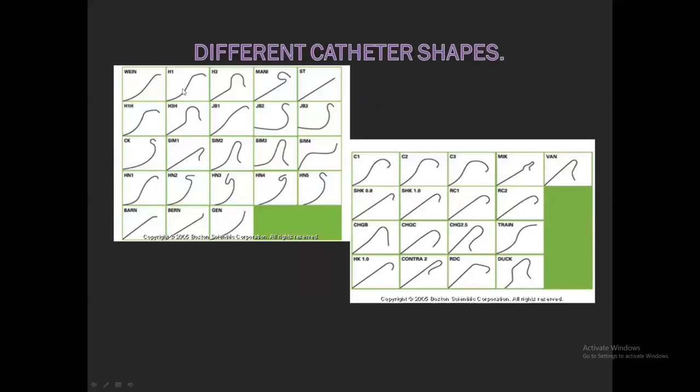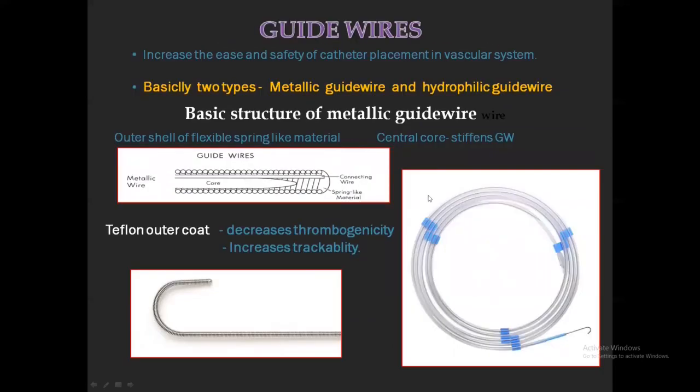Here also you can see so many different shapes of catheters, and each one has a different name. Another hardware is guide wires. Guide wires are also used in performing angiograms. Basically, two types of guide wires are there: metallic guide wires and hydrophilic guide wires.